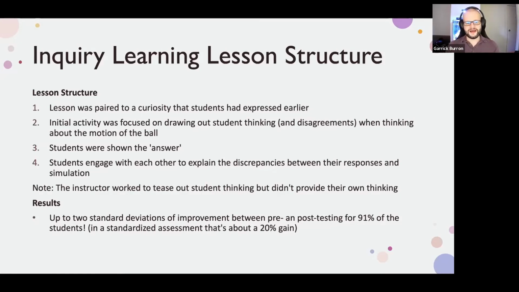So results: up to two standard deviations of improvement between a pre and post test for 91% of the students. So in a world of standardized assessment, I took what the standard deviation was from the Alberta diploma. 2 standard deviations would be roughly a 20% gain in student efficiency for understanding those topics. So that's quite the jump. Typically in the literature, you see something close to about 5 to 10, but that's quite the jump.